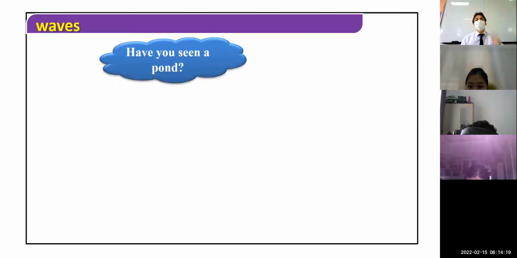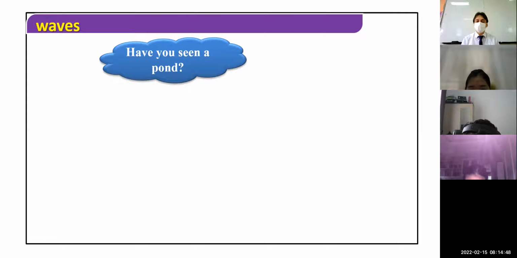Now, the first thing I want to start with: have you ever seen a pond, children? Okay, Ro, your name is Ro? Who won said that she has seen a pond. Jenny, what about you? Yeah, you have seen. I think that everybody is aware of a pond.